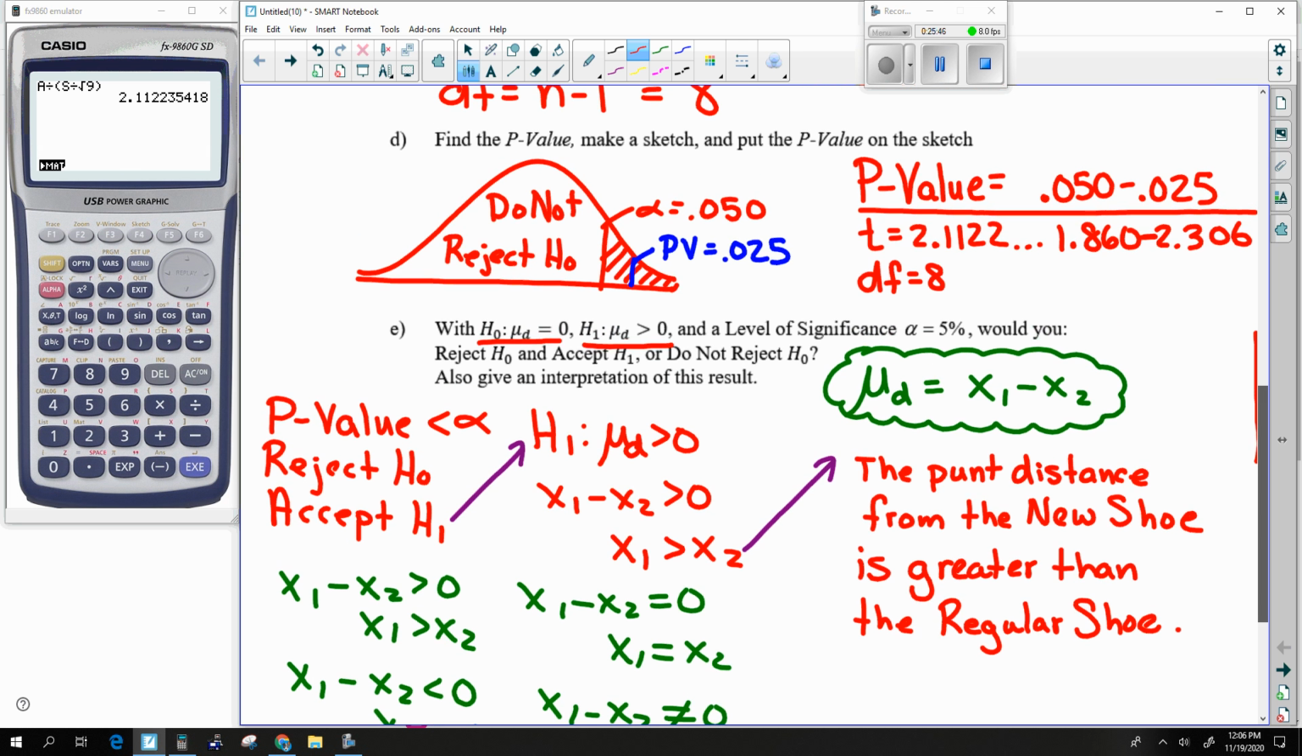So in this situation, yes, their claim holds: the shoe company is not lying to you. Their advertisements are true. The shoe does allow you to kick a ball further. Good for them.